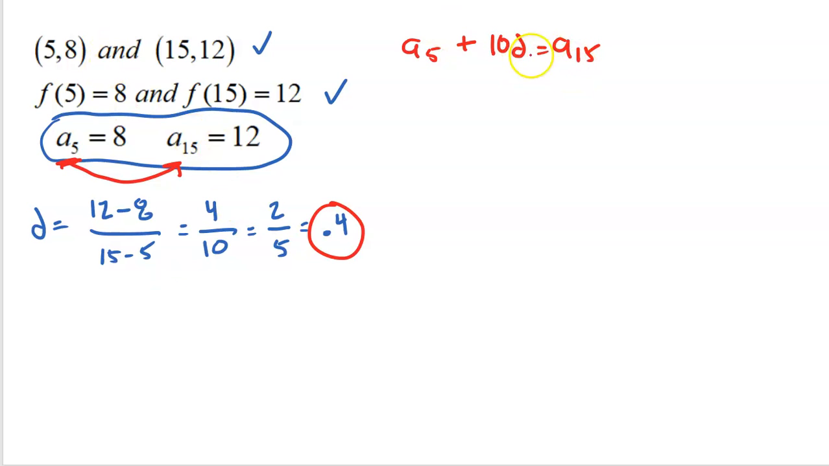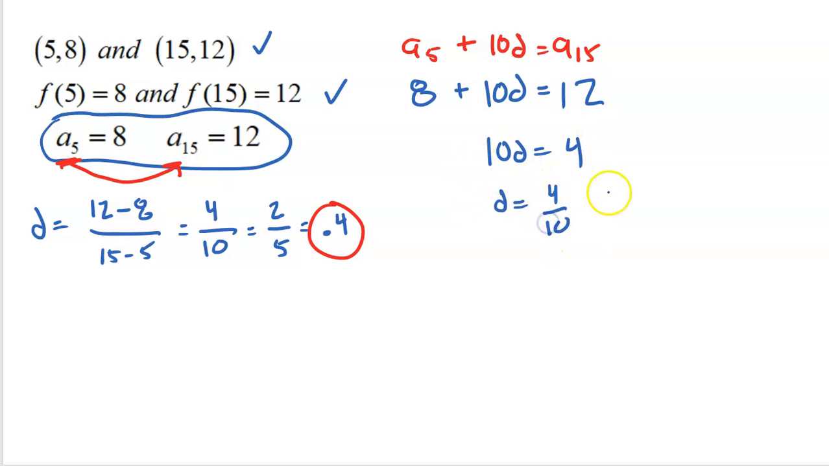So again, if I don't know the common difference, this is a nice way that I could solve for it. So now the 5th term is 8. I can literally turn that into an 8. The 15th term is 12. I can literally turn that into a 12. And then I can simply solve. Subtract the 8. 10d equals 4. Divide by 10, and I get 4/10, which reduces to 2 fifths, which is exactly equal to 0.4. So notice I still get the same answer, just a slightly different way of doing it.